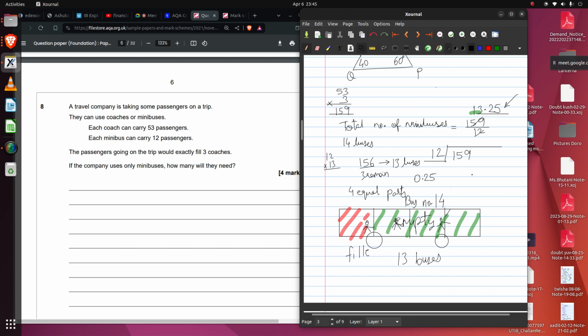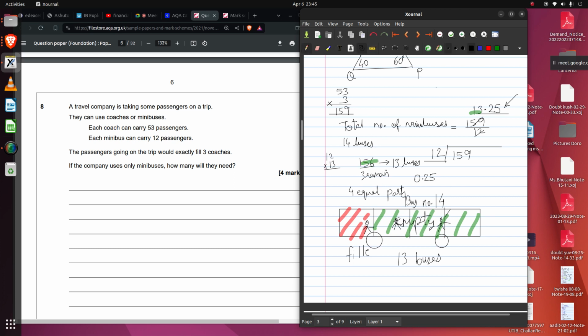So total how many buses do you need? Total buses. How many do you need? 14, no. 14. 13 buses can seat only this many people, no?